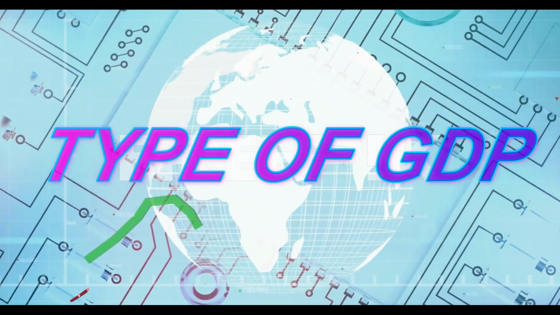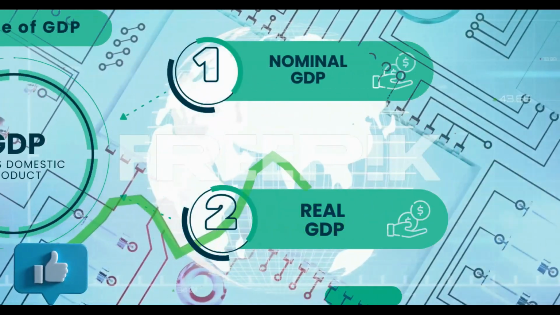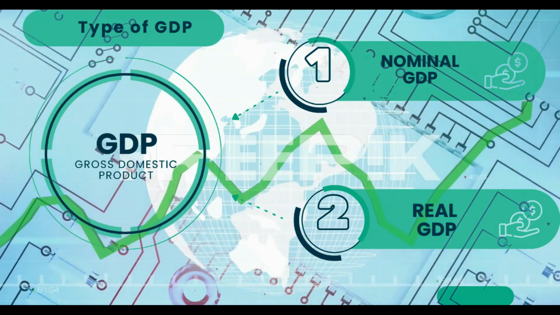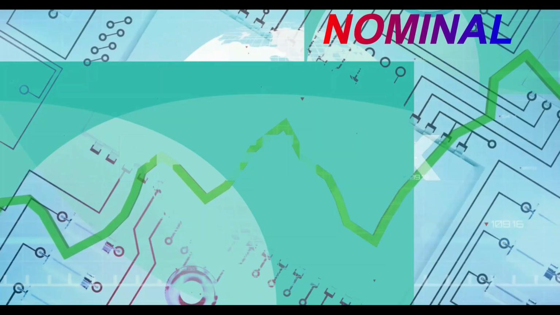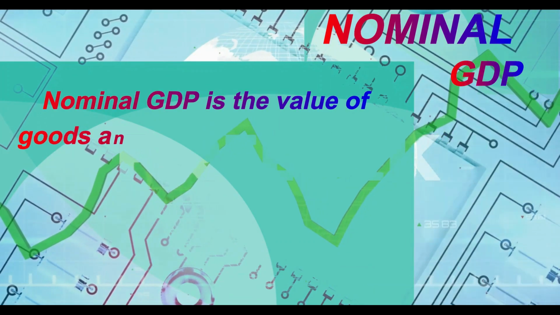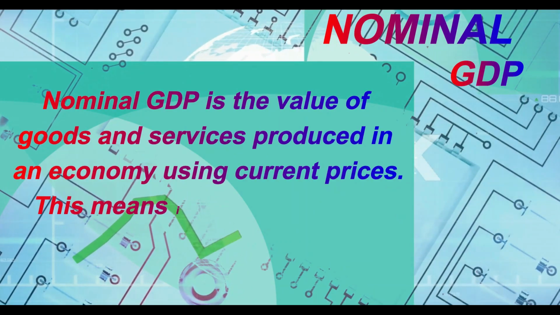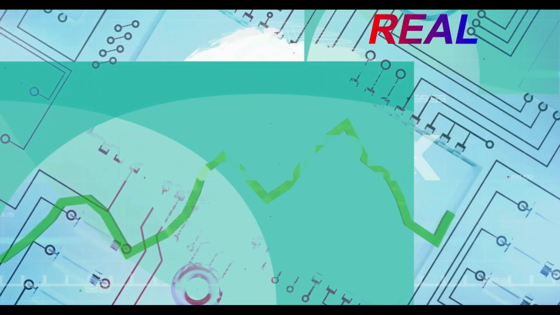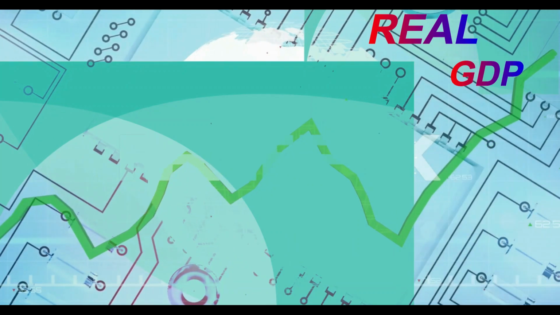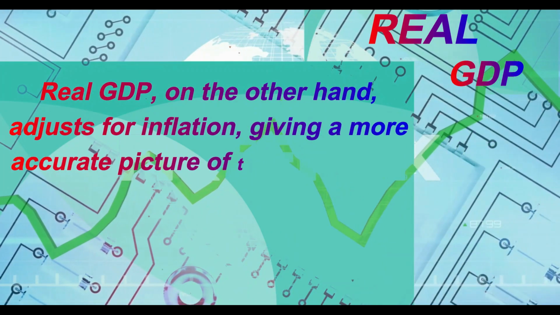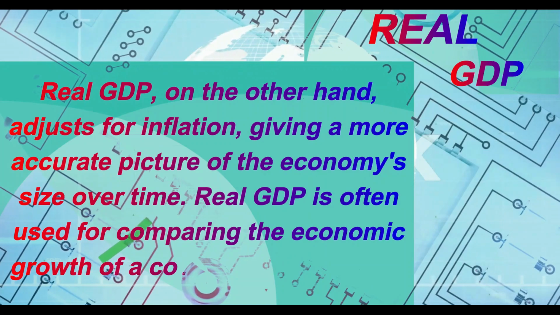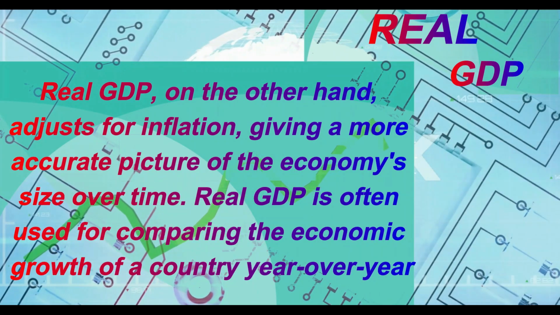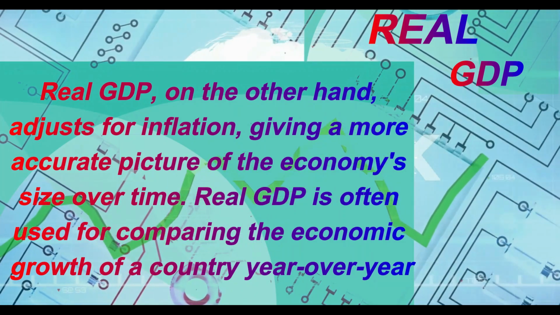Types of GDP. There are two main types of GDP that are important to understand: nominal GDP and real GDP. Nominal GDP is the value of goods and services produced in an economy using current prices. This means it doesn't account for inflation. Real GDP, on the other hand, adjusts for inflation, giving a more accurate picture of the economy's size over time. Real GDP is often used for comparing the economic growth of a country year over year.